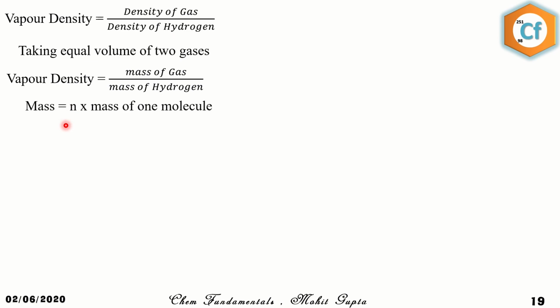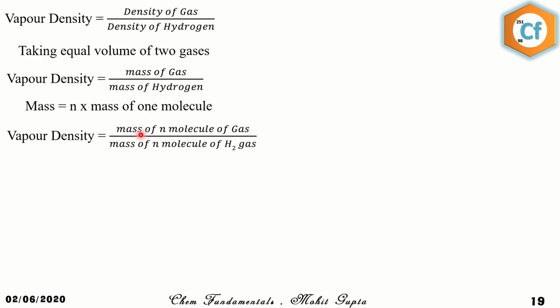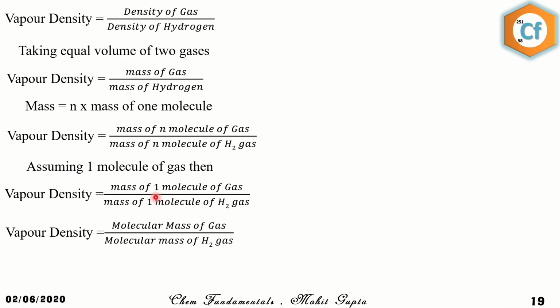Now the total mass of the gas would be dependent upon the number of molecules. So if it has n number of molecules and the mass of one molecule is something, then we can write the total mass is equal to n times the mass of one molecule, where n is the number of molecules. So I can write mass of n molecules of gas divided by mass of n molecules of H2 gas. Now if I assume one molecule of the gas, n is equal to 1. In that case, mass of one molecule of gas divided by mass of one molecule of H2 gas. So the mass of one molecule is equal to the molar mass.